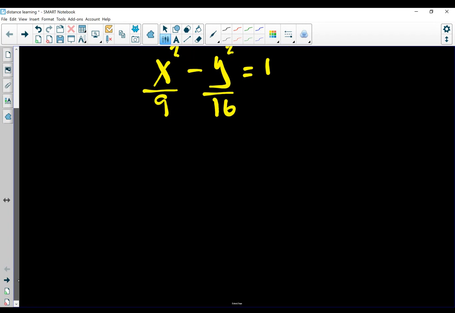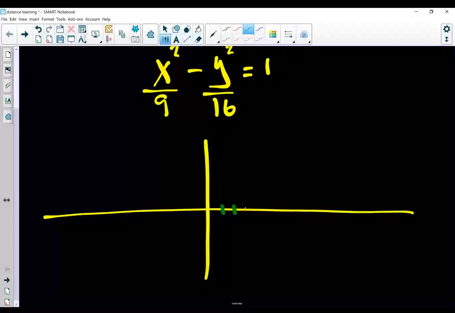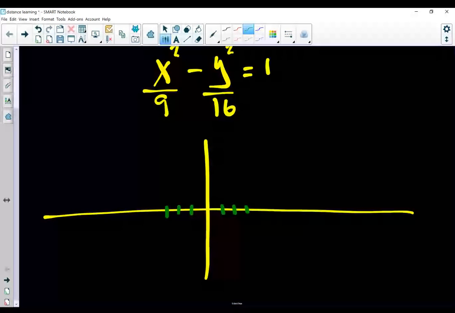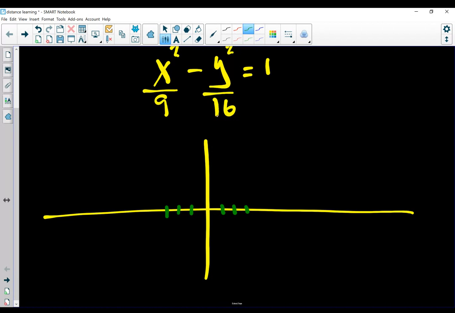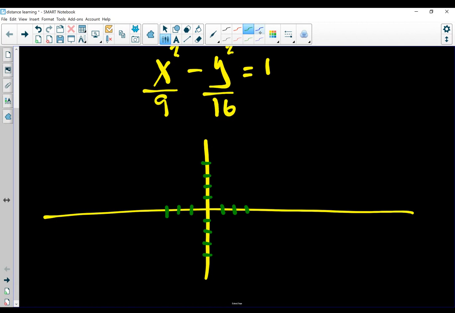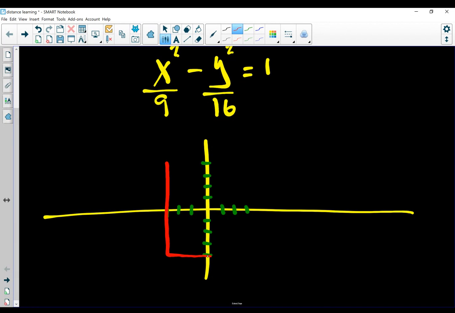The way you graph this scenario is, in the x-axis, you take the square root of this number, which is 3. So I'm going to move over 3 units from the origin. This shape is centered at the origin. And I'm going to take the square root of this y number, which is 4, and I'm going to move up and down 4 units. From there, we make a box with those dimensions.